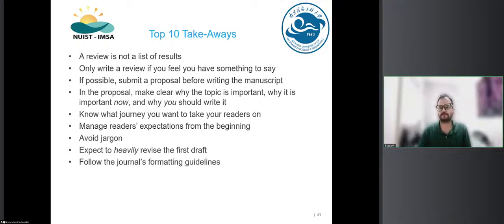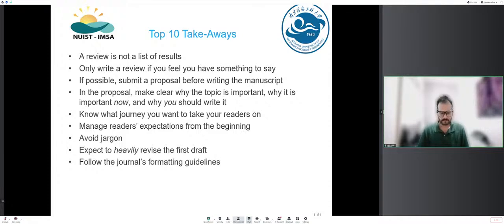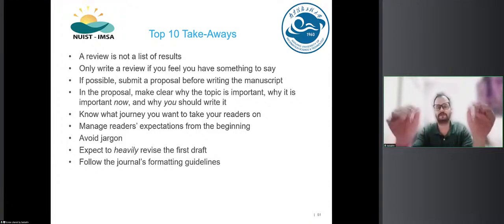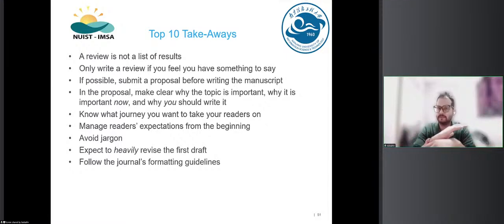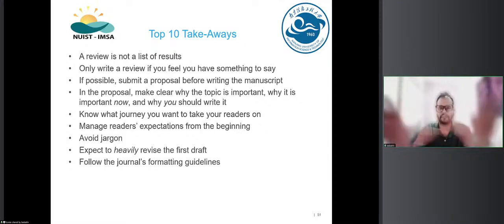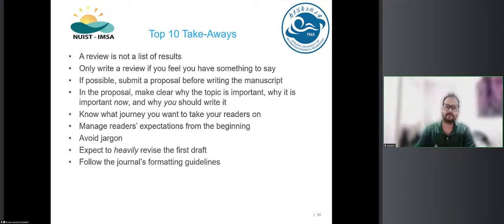Follow the journal's formatting guideline. If you submit your paper in a journal without its format, they will directly reject it. No question. No matter how good your idea is, it does not matter. They will reject it directly. So you should follow the formatting guidelines. You should read one paper from that journal and make the format of your paper accordingly.